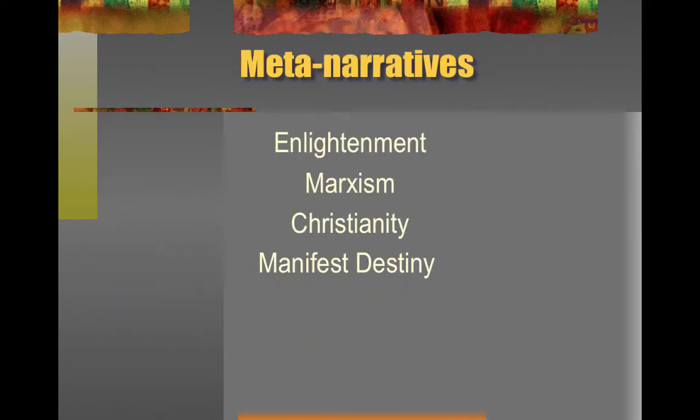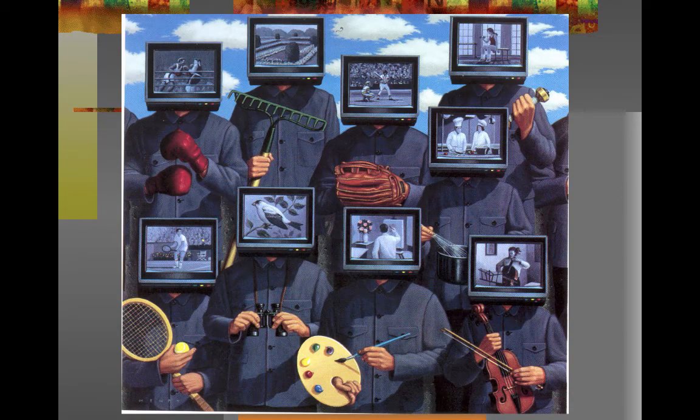So these larger meta-narratives that Lyotard is saying don't exist would be such things as the Enlightenment, Marxism, Christianity, Manifest Destiny, just to name a few. So as we construct our own interpretations, as we watch 1,000 television channels, as our lives are eclectic and multifaceted, we really take on these multiple identities as people.